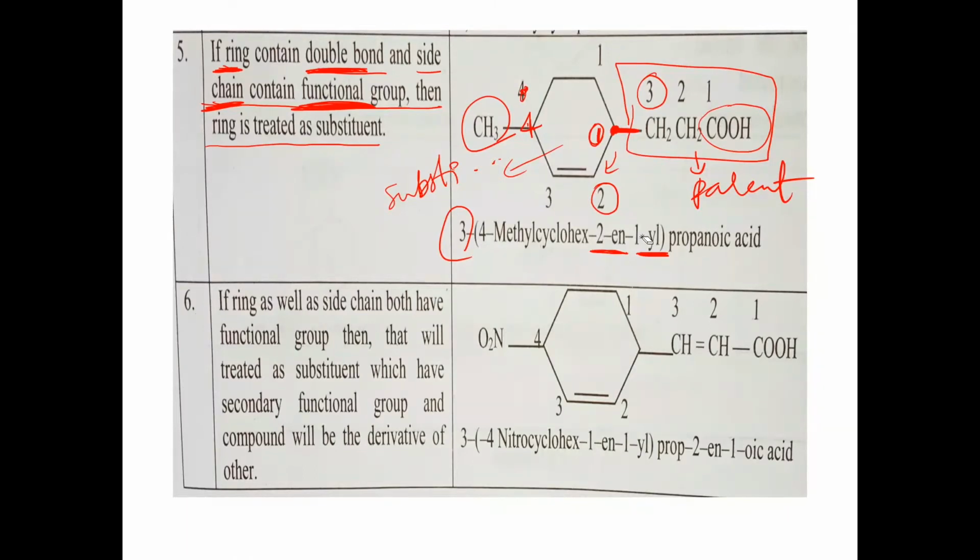So 4-methylcyclohex-2-en-1-yl. Why have we written it within the bracket? Within the bracket, why did we write this name? It is a complex substituent. So for the complex substituent name, we have to mention brackets. Complex substituent names should be written within brackets. Remember, that's why within brackets we have it.